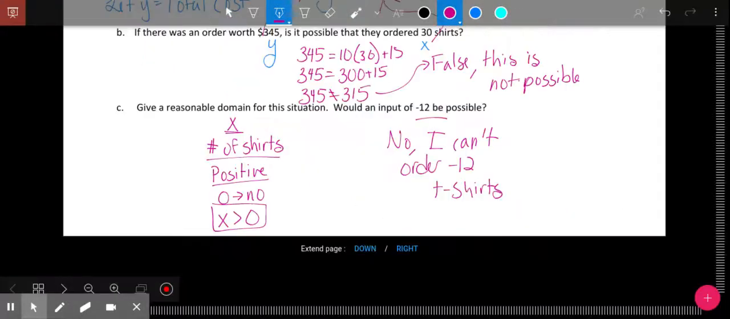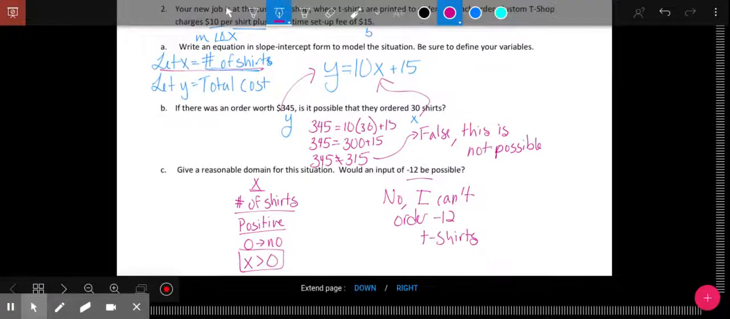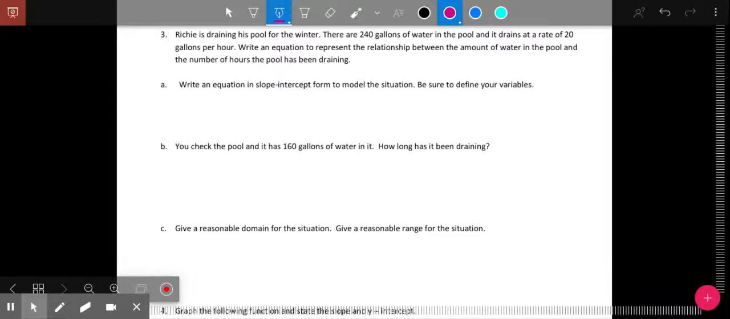Alrighty, flip it over to the back. Remember, if you have questions, please make sure you're asking. Number 3 says Richie is draining his pool for the winter. There are 240 gallons of water in the pool, and it drains at a rate of 20 gallons per hour. Write an equation to represent the relationship between the amount of water in the pool and the number of hours the pool has been draining. Write an equation in slope-intercept form to model the situation. Be sure to define your variables.